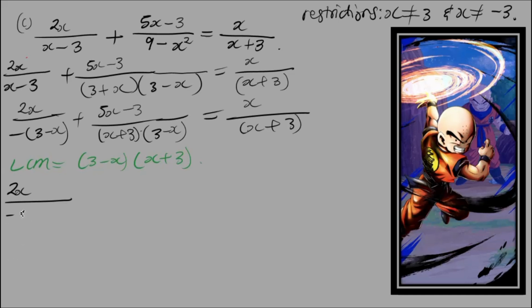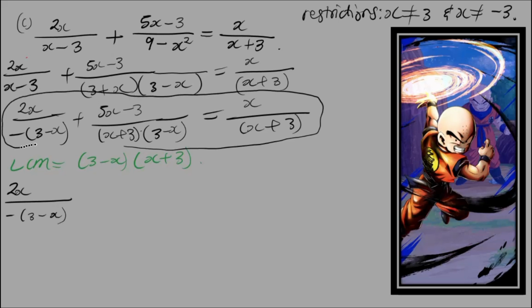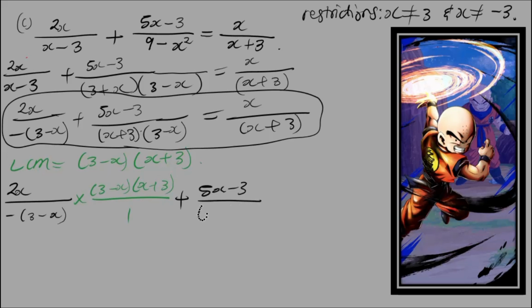We have this denominator here, this one. Remember the part that we are using now to multiply with the LCM? It's this last part that we had. This is the part that we are multiplying with the LCM. So multiply this with the LCM. Our LCM is 3 minus x and x plus 3 right there over 1. And then we have this part here, which is plus 5x minus 3 all over x plus 3 and x minus 3. We multiply this part with the LCM.